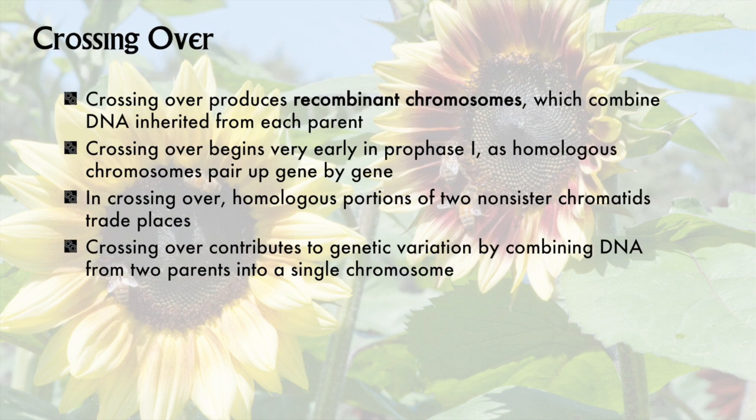Crossing over produces chromosomes with new combinations of the alleles, or different combinations of the different versions of a gene at a particular locus. We call these recombinant chromosomes. Crossing over happens in prophase 1, as we saw, and the swapping occurs between non-sister chromatids of homologous chromosomes. Crossing over enables the different genes we inherit from our parents to be shuffled into chromosomes that neither of our parents can lay sole claim to.